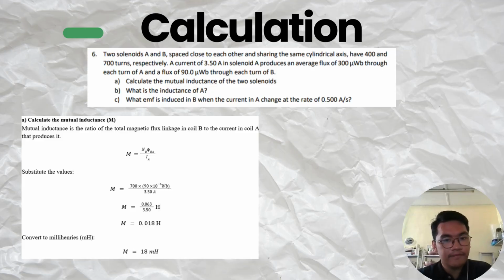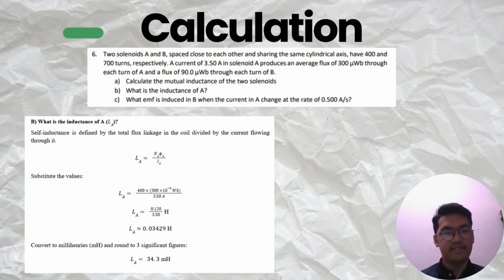Question 6a requires us to calculate the mutual inductance, M. For this question, we need to use the formula for mutual inductance, that is M equals NB times phi B over IA. From the previous slide, I have listed the information given, so we substitute the values into the formula and we can calculate M, which is 0.018 henry or 18 millihenry.